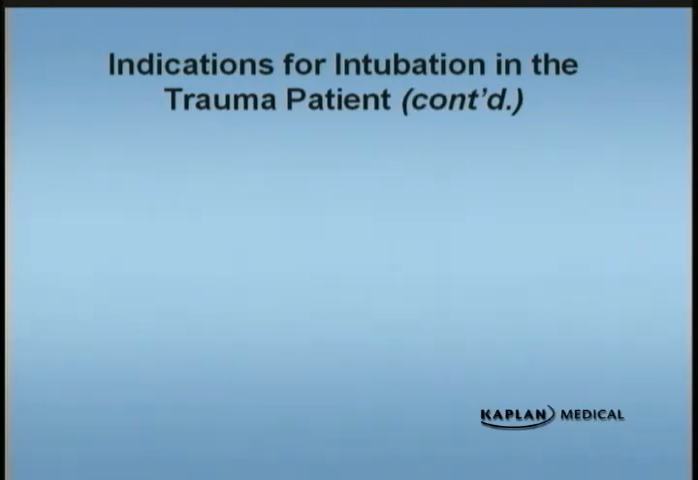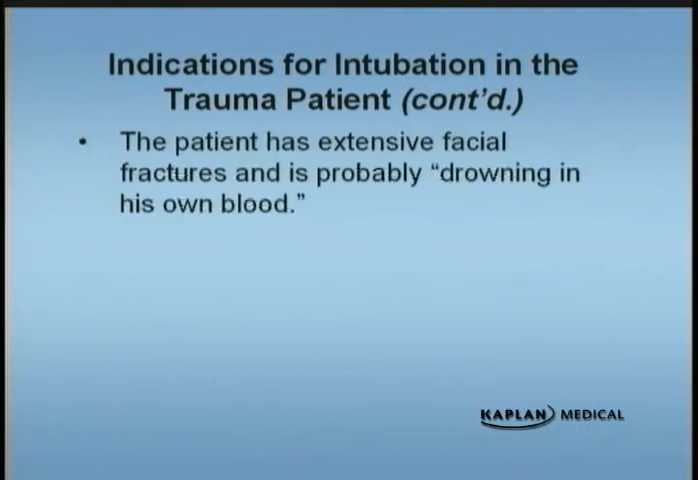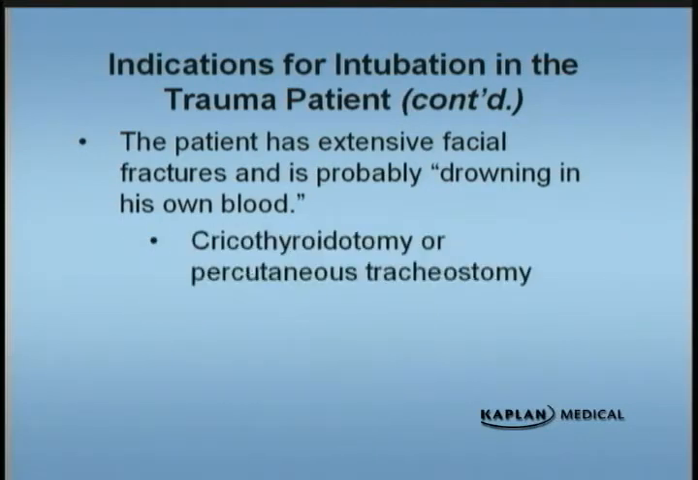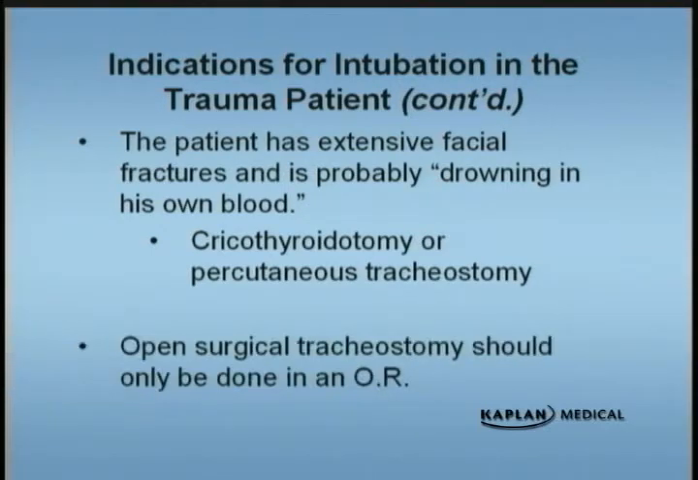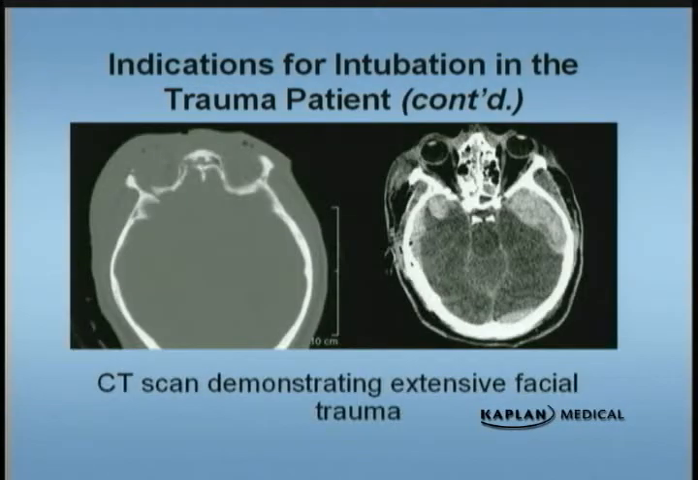Another indication for intubation in a trauma patient would be if the patient has extensive facial fractures and is probably drowning in his own blood. In that case, a cricothyroidotomy or a percutaneous tracheostomy would be the best answer. Remember that an open surgical tracheostomy should only be done in the operating room. You can see in this picture here a CT scan that demonstrates extensive facial trauma with fractures.